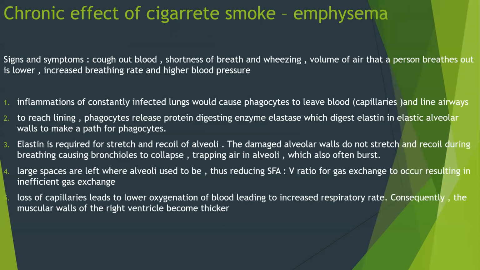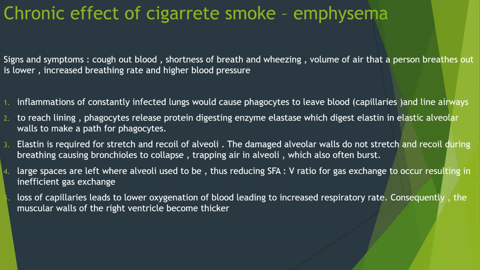So now let's talk about emphysema. So emphysema, the signs and symptoms for this is you cough out blood, there's shortness of breath and wheezing. This is because your surface area to volume ratio is becoming decreased for gas exchange. So we'll come to how it gets decreased. So we also know that the volume of air that the person breathes out is lower, and there's also an increased rate of breathing and also higher blood pressure.